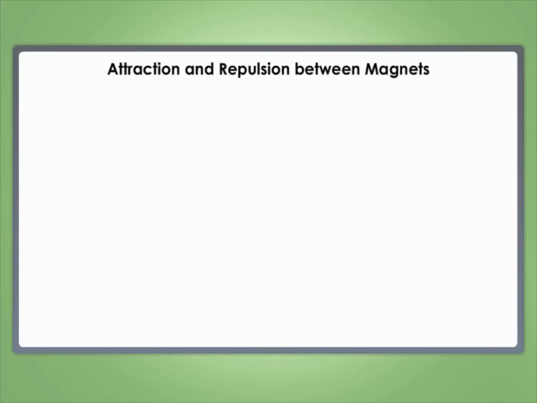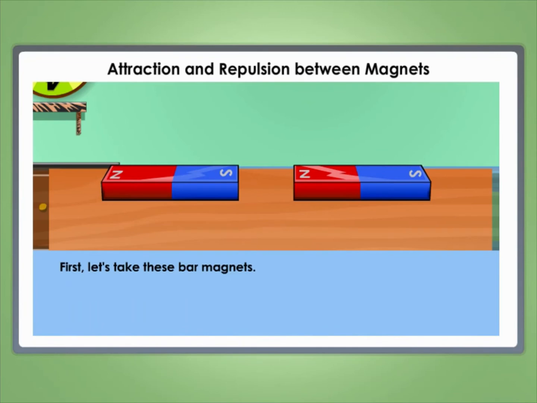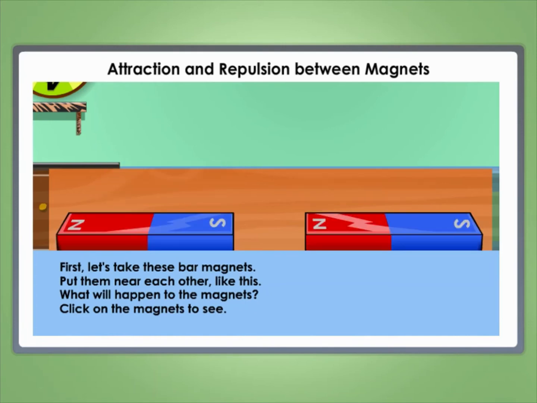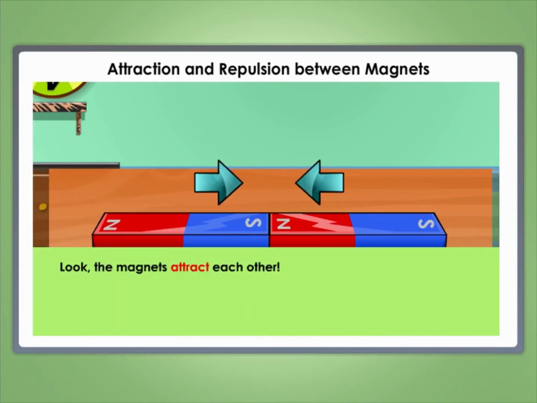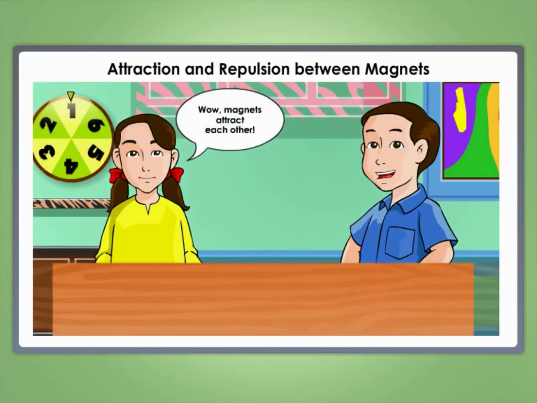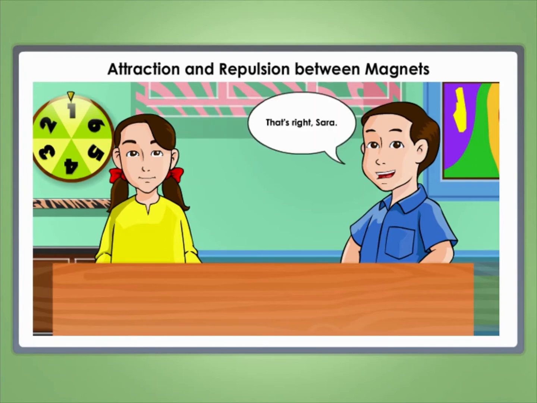Attraction and repulsion between magnets. First, let's take these bar magnets. Put them near each other like this. What will happen to the magnets? Click on the magnets to see. Look, the magnets attract each other. Wow, magnets attract each other. That's right, Sarah. Let me show you more.